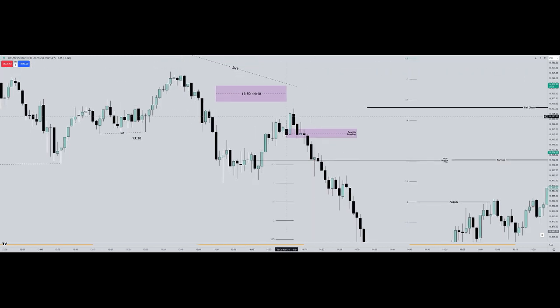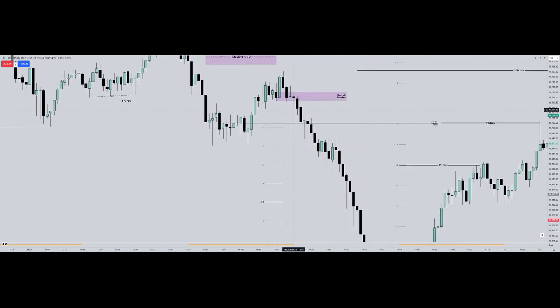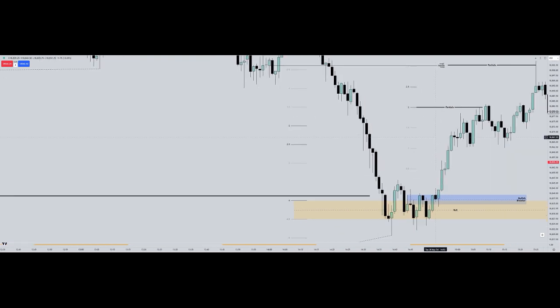So I missed this move right here, and I don't want to say that I missed it because I was not going to take it. I was right there at the charts and I watched it. It was outside, it did not meet all my criteria, so I passed on it. But what I do when a breaker like this forms, I will take the projections and I will line up and see where a reversal is likely to occur.